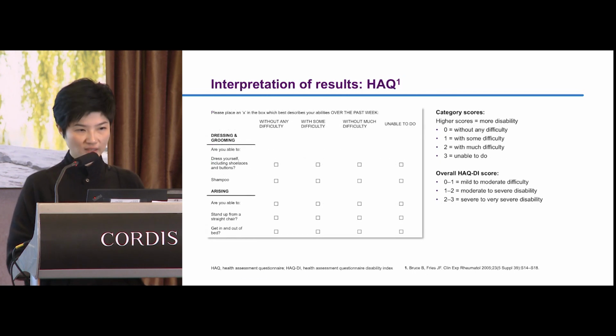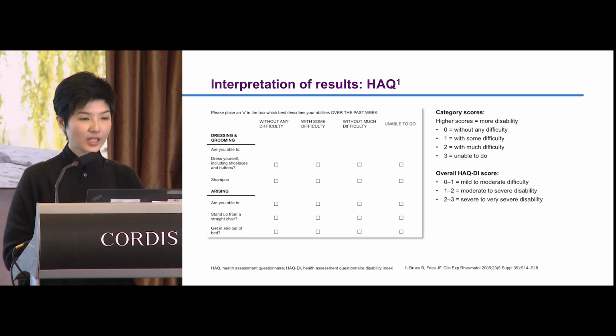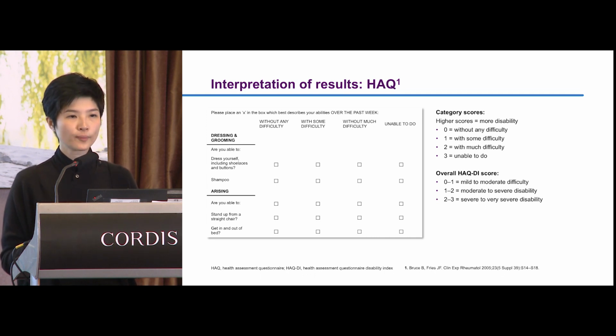So how to interpret the HAQ? Actually, there are 20 items in the 8 categories which represent a comprehensive set of functions and activities. For each category, there are several questions, and the patient has to score each of the questions to represent how difficult it is for them to perform that particular task.